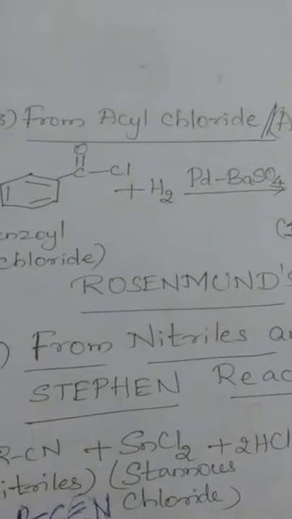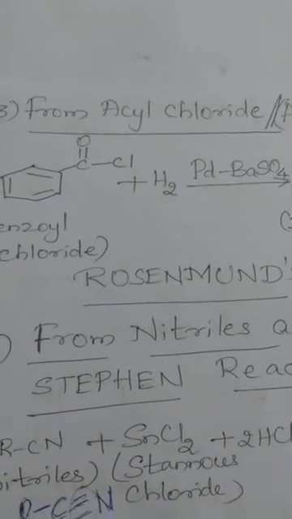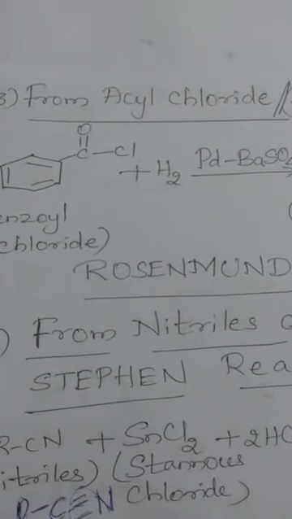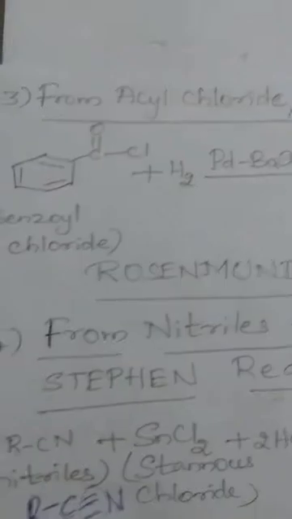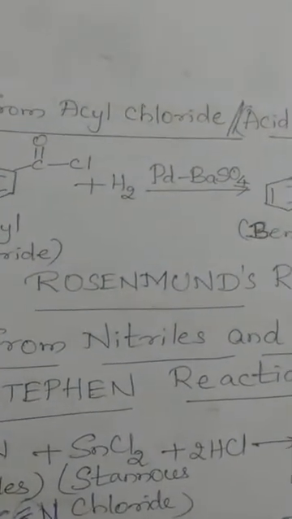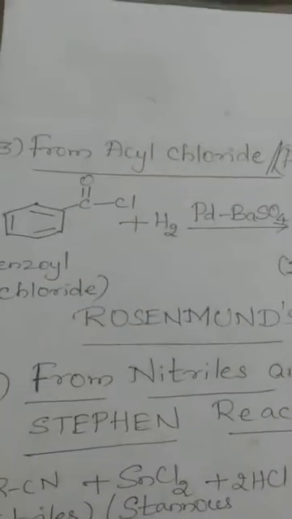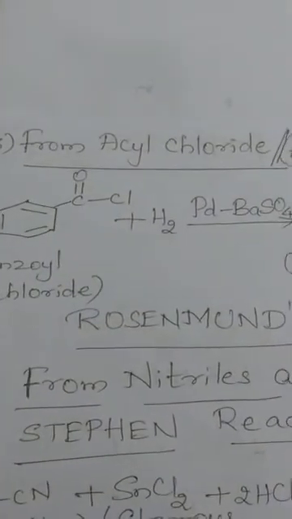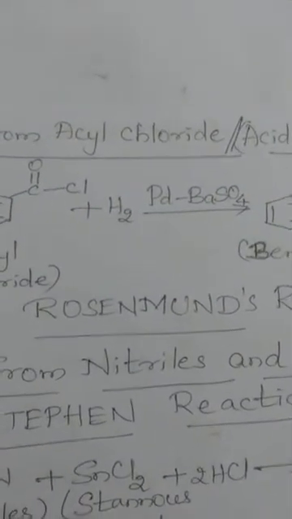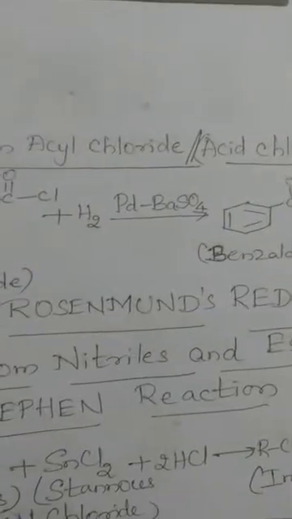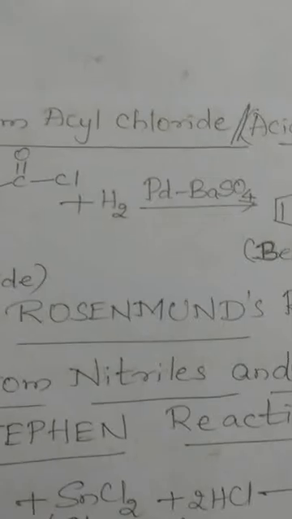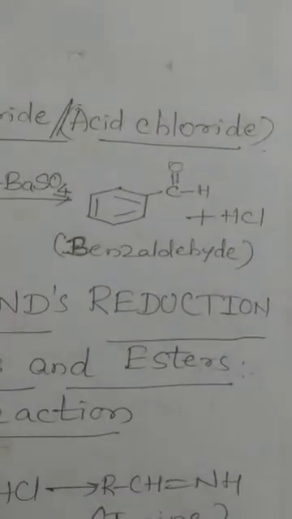Hello students, last class we discussed the methods of preparation of aldehydes, the first two methods. The first one is by oxidation of primary alcohols, and the second method was by catalytic dehydrogenation of primary alcohols. Now the next method of preparation, as I have already told, is a named reduction reaction called Rosenmund's reduction.